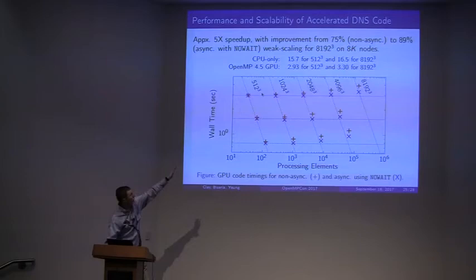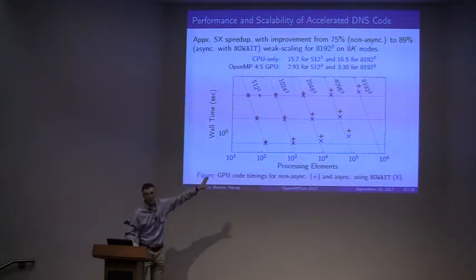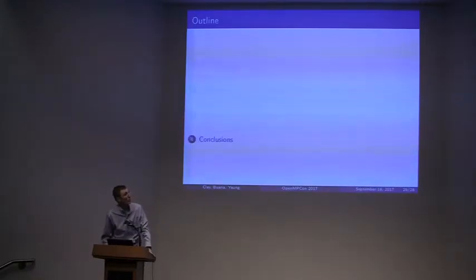This is the minimum amount. We could not run on fewer nodes because there's not enough memory on the GPUs. So we run at this minimum node configuration, and this is what we're happy with. But we understand that for a scaling plot, we also need to strong scale just a little bit. So it seems like OpenMP 4.5 is helping us a lot.